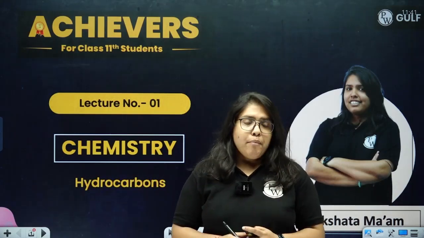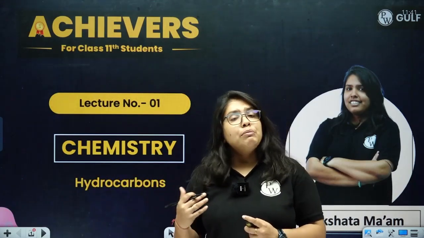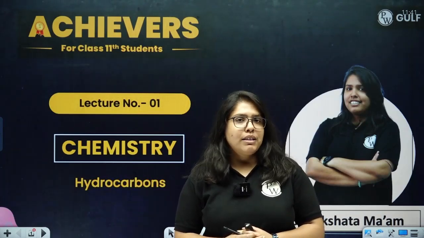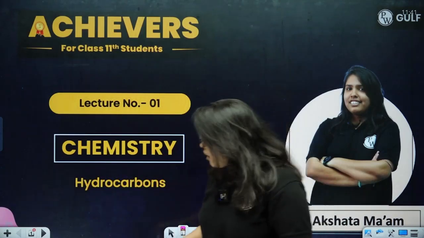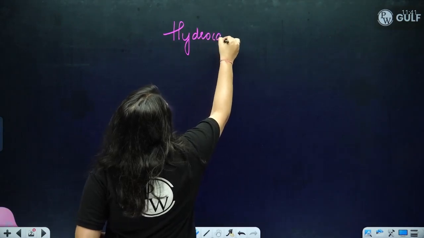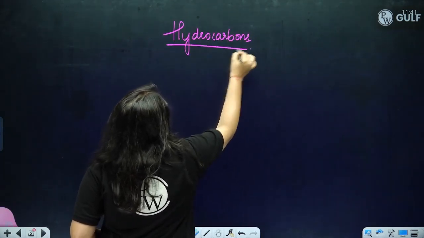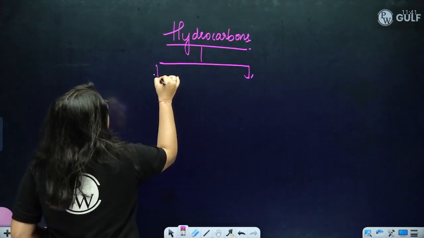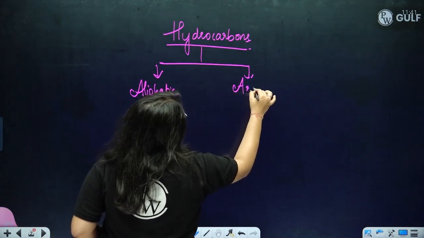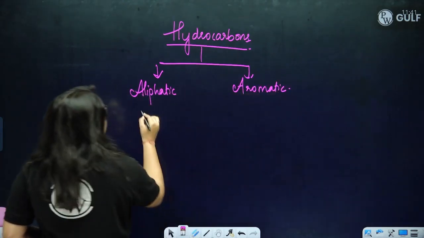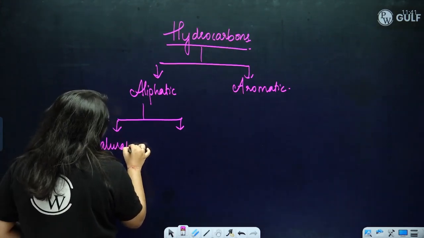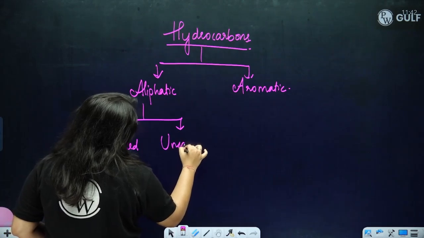But before we get there, I want you all to know that we shall be trying to cover this chapter in 3 parts. What are these 3 parts? Basically, we shall understand that hydrocarbons are categorized into 2 major categories. One is aliphatic, the other is aromatic. Under aliphatic, there is the demarcation of saturated and unsaturated hydrocarbons.